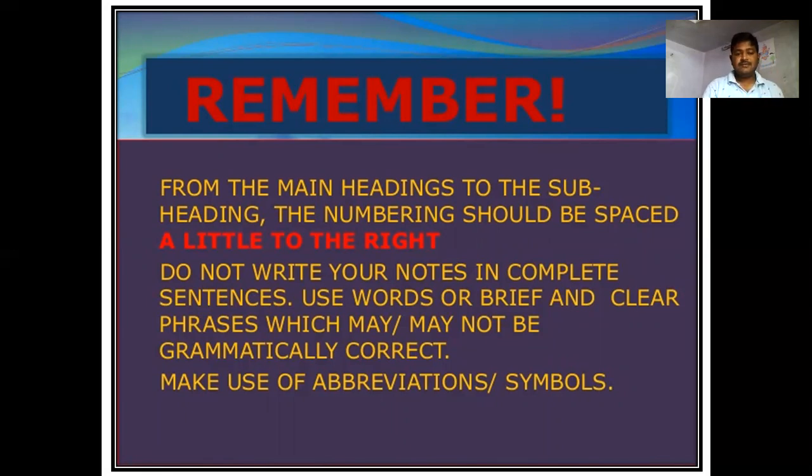That means we have to put the Roman number, then after we have to go through with our English number 1, 2, 3. First Roman number, then after give some space to write English numbers. And from the main heading and subheadings, the number should be spaced a little to the right.